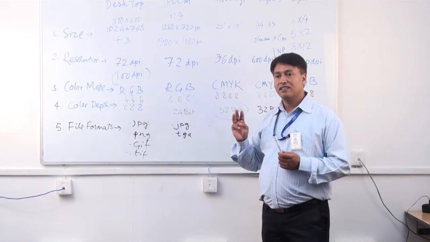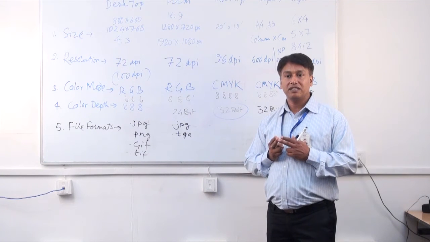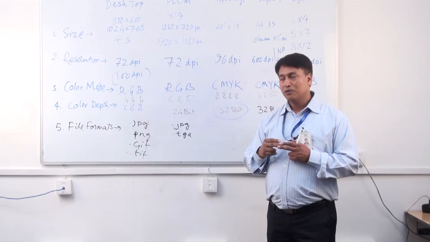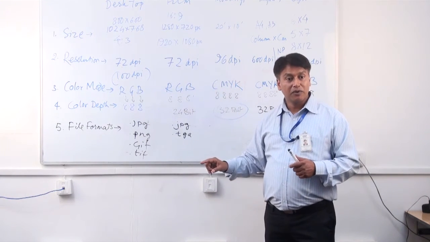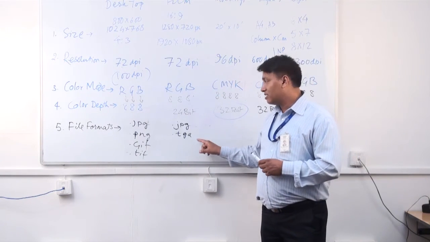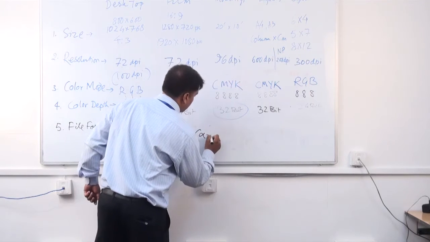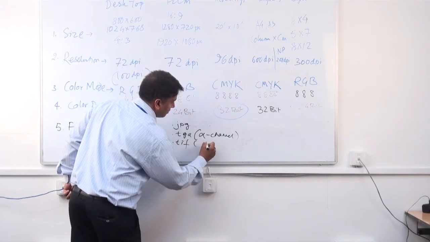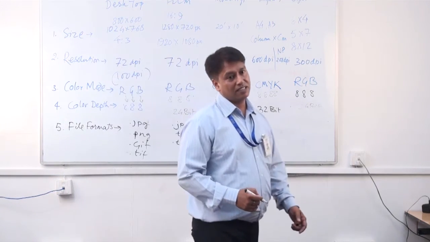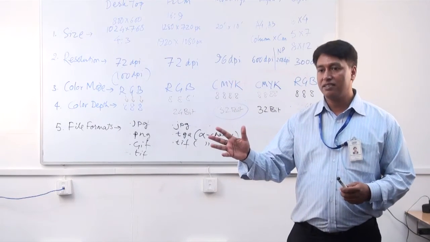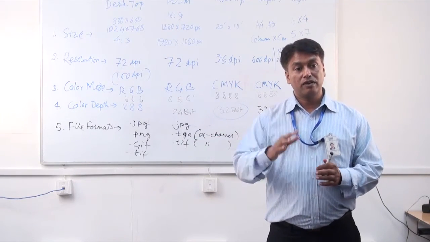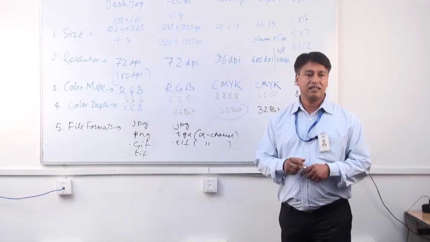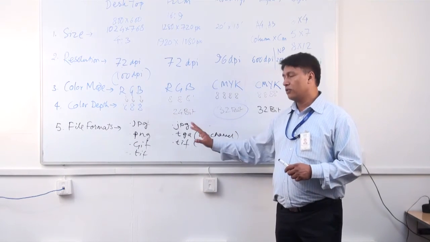Just now I told you there are two types of 32-bit image. One is CMYK and another is RGB plus alpha channel. So TGA is a file format which supports RGB plus alpha channel. There is one more file format which supports alpha channel, that is TIFF. So when you are creating animations, you render each frame in either TGA or TIFF because of the alpha channel facility. So these are the only two file formats which support alpha channel.